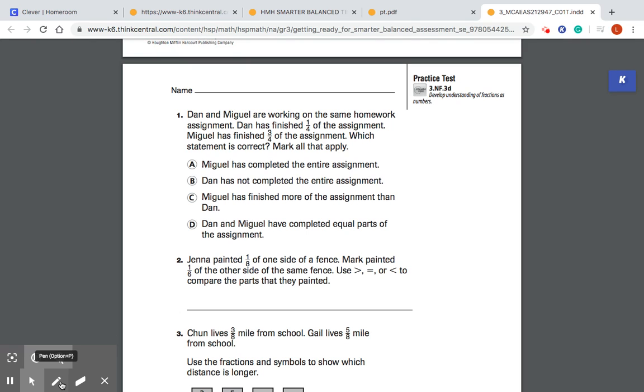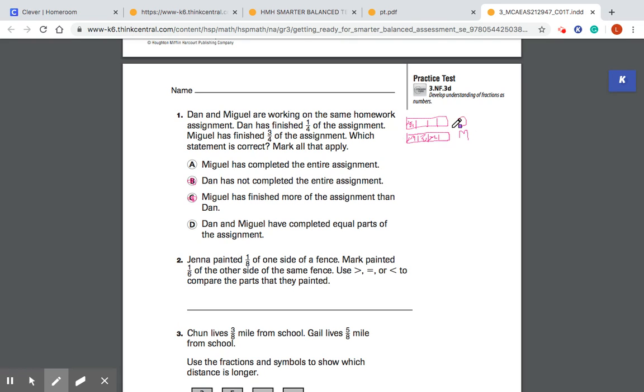Hi everyone, we're correcting our SBAC SB page 35 through 36. Number 1, Dan and Miguel are working on the same homework assignment. Dan has finished 1/4 of the assignment. Miguel has finished 3/4 of the assignment. Which statement is correct? A strategy to remember is to always draw it.